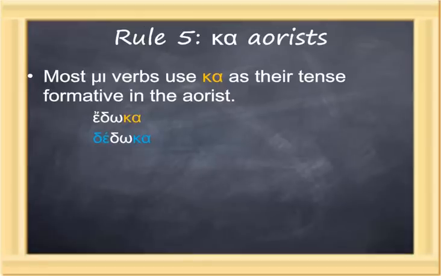Rule number 5. Most mi verbs use kappa alpha as their tense formative in the aorist. Not sigma alpha, but kappa alpha. So edoka is first person singular aorist indicative active. Whereas dedoka, the kappa alpha looks the same, but look at the beginning. We've got epsilon reduplication. It has to be a perfect. Whereas with edoka, there's no epsilon reduplication, so it can't be a perfect form. Kappa alpha aorists, that's rule number 5. With these five rules, it is quite possible to parse almost all mi verbs. Commit these rules to memory.